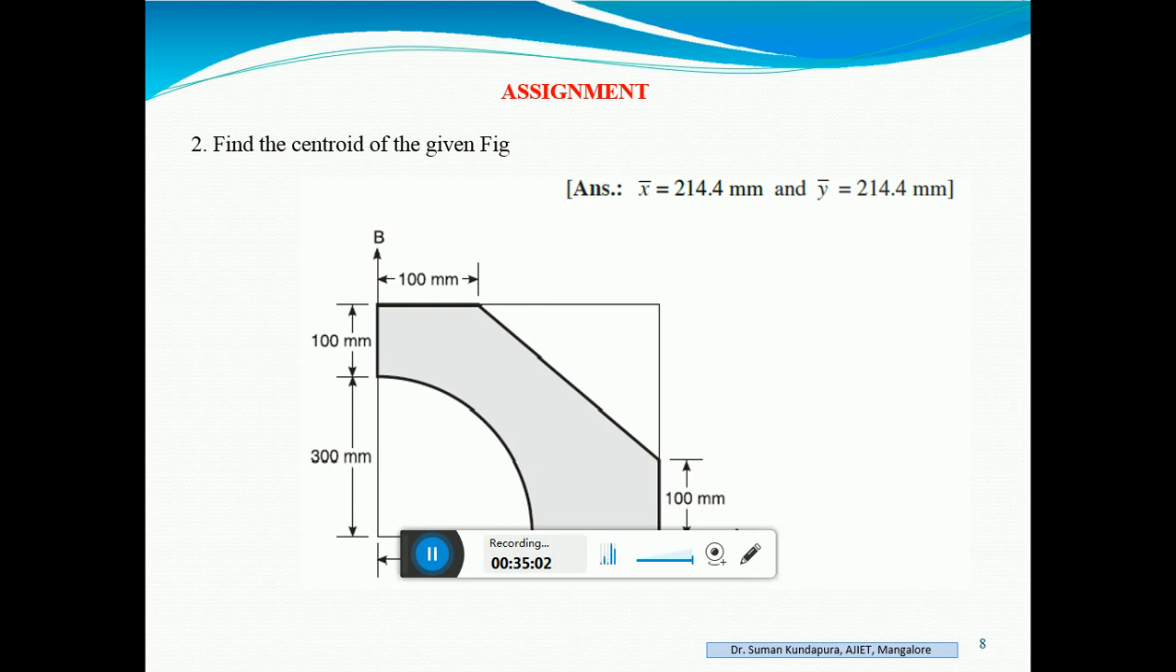Okay, so you found out xc and yc. So that is the end of that problem. This is one more assignment problem. It's simple. I've given you x bar and y bar values as the answer. Please work it out and submit on time. Okay. Take care. Thank you.